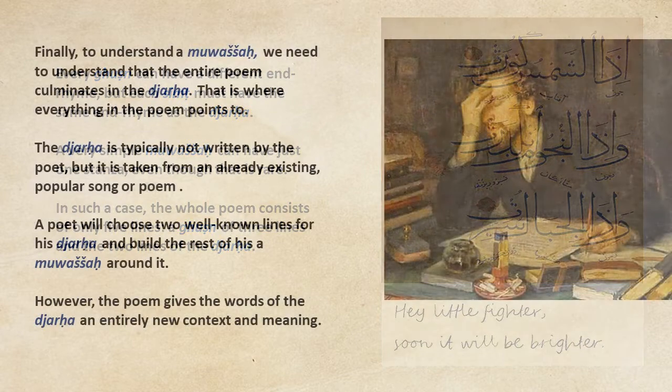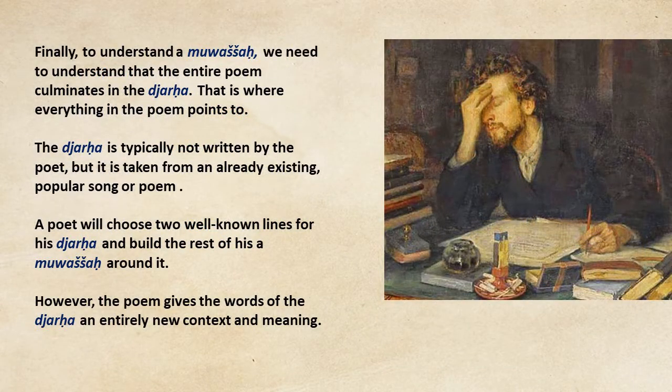All right. Now, finally, to understand the Muwaššaḥ, we need to understand that the entire poem culminates in the Jarha. So that is where the entire poem points to. Everything goes towards that Jarha. The Jarha is, this is also interesting to know, typically not written by the poet himself or herself, but it is an already existing, usually a popular song or a poem. The last two lines are words that people know, that are on their lips, that they recite.